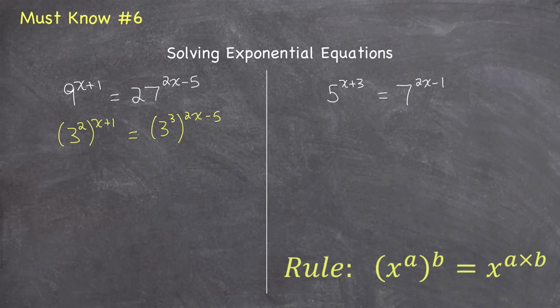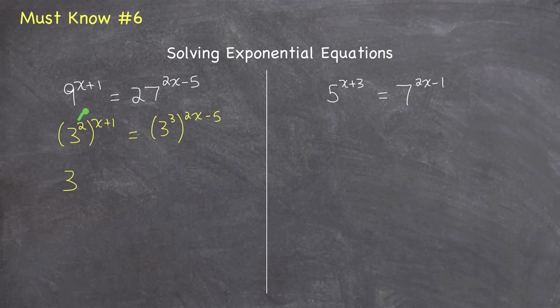The exponent rule tells me that I can multiply the exponents together. So this becomes 3 to the power of 2 times x plus 1. And don't forget that 2 will multiply by both the x and the 1. So it becomes 2x plus 2. And then same thing on the right. I can multiply 3 by 2x minus 5 to get a new exponent of 6x minus 15.